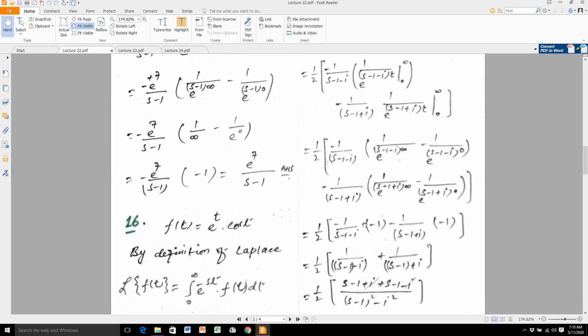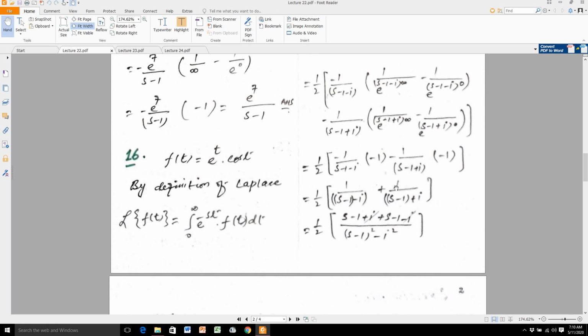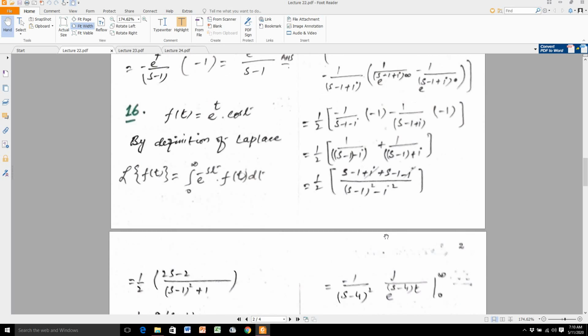So I am writing in a short form that minus 1 over s minus 1 minus iota into minus 1 over s minus 1 plus iota into minus 1. When I multiply these, I get 1 over s minus 1 minus iota plus 1 over s minus 1 plus iota. When I take LCM of this, we get s minus 1 plus iota plus s minus 1 minus iota divided by s minus 1 whole square minus iota square.